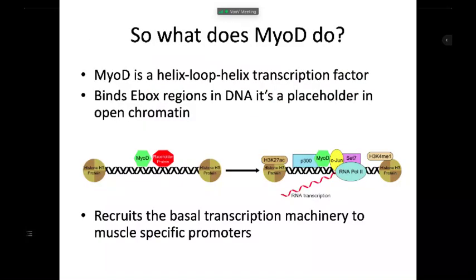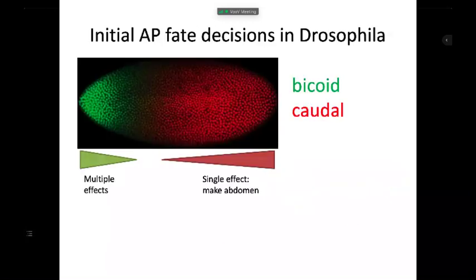This is called a pioneer factor. So MyoD is a pioneer factor. It's the first transcription factor on that piece of DNA that allows subsequent transcription to occur. So let's look at two other transcription factors here, in Drosophila specifically. We have bicoid and we have caudal.